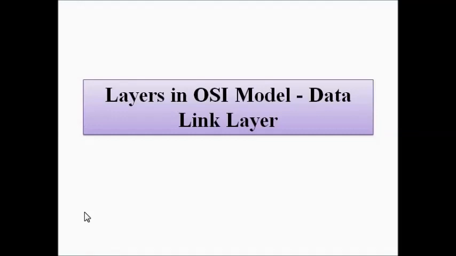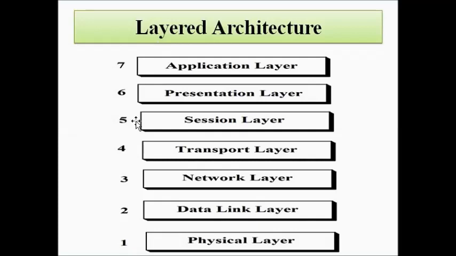So in this video we are going to discuss about the second layer of the OSI model, which is the data link layer. So this is the layered architecture of the open system interconnection network model. So the network model, as we all know, is a basic framework of a device communicating in a network, which helps in the sharing or transferring of data from one device to the other.